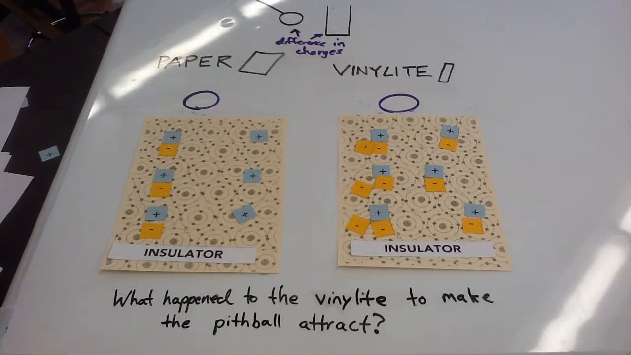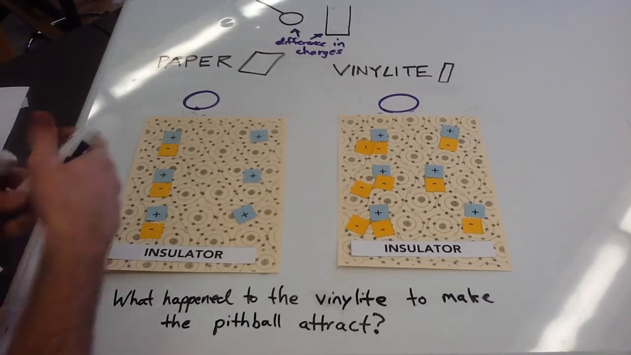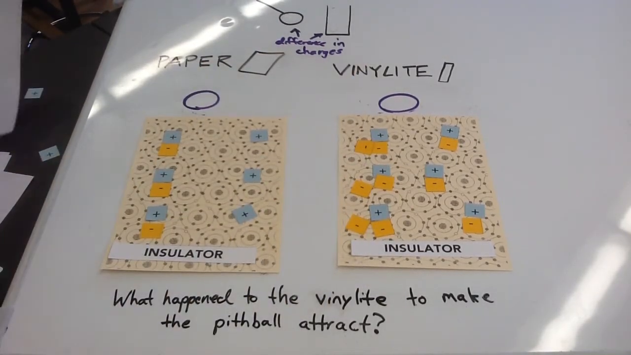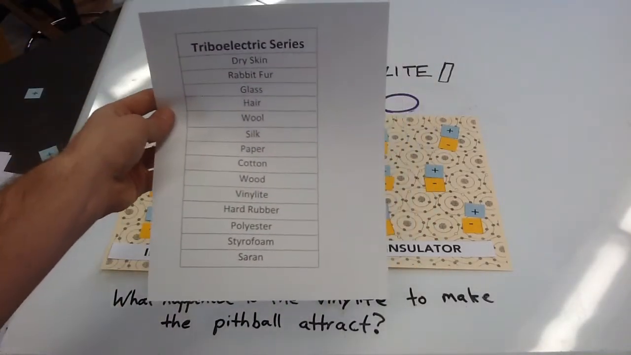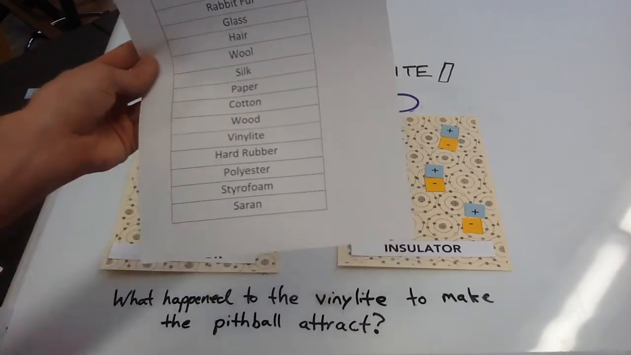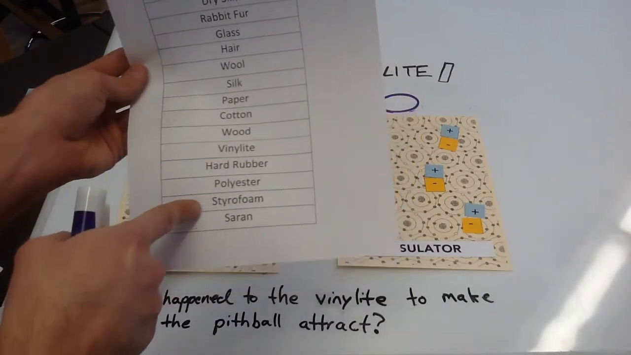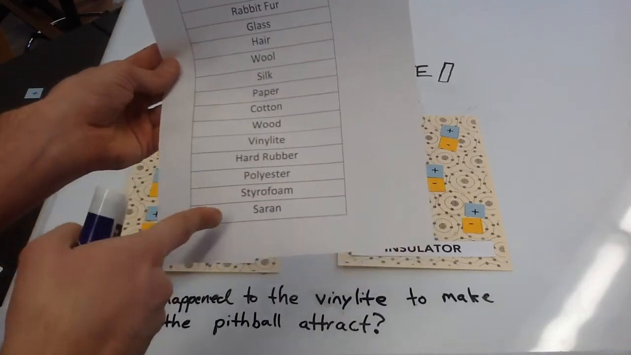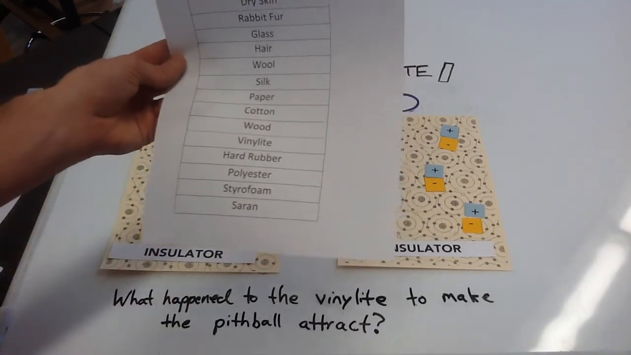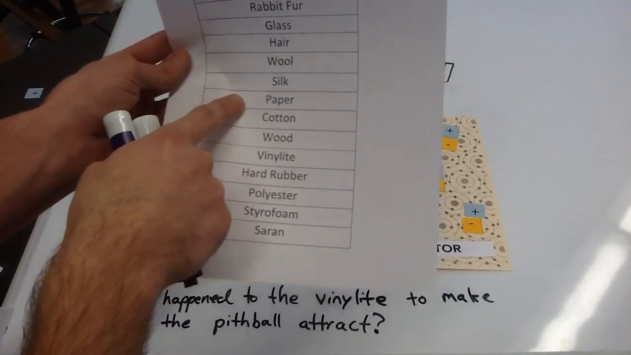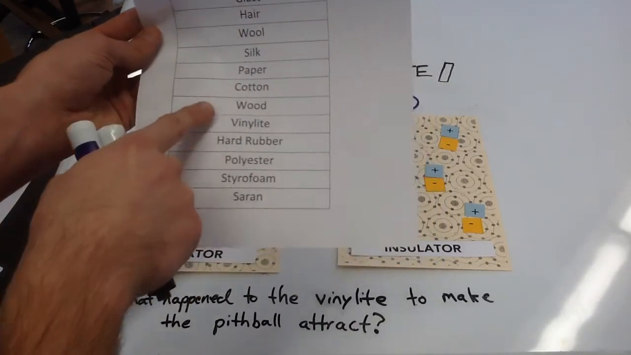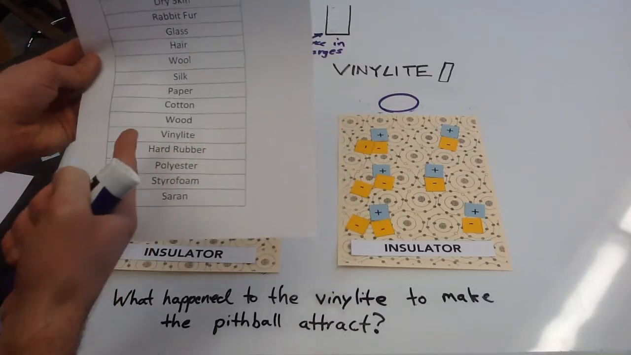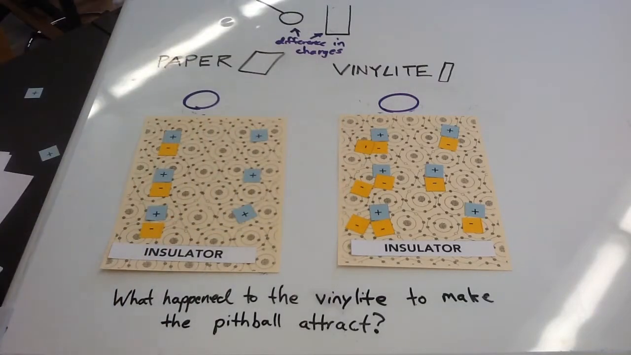And why did the electrons go from the paper to the Vinylite strip and not the other way around? Well, we would have to look at our triboelectric series in this case. As we go further down this list, these objects have a higher electron affinity. What does that mean? Essentially, as we go further down this list, these objects want the electrons more. So we have paper right here and we have Vinylite right here. Since Vinylite's further down on the list, it wants those electrons more. So when we rub these two objects together, the Vinylite gets the electrons.